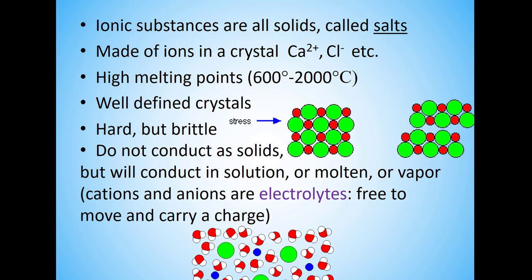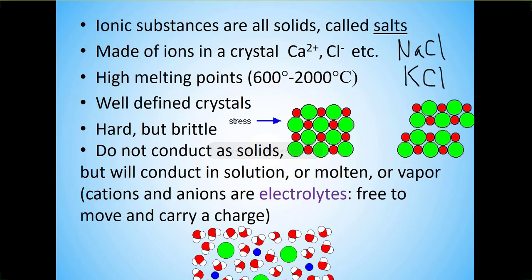So here's some new information. Ionic substances are all solids and they are called salts. And we are very familiar with table salt, NaCl. We call that a salt, but there are other salts. You can go to the grocery store and buy a salt substitute, and when you taste it, it does taste salty. Its formula is KCl. The reason why people consume that salt is because they're trying to cut down on the amount of sodium in their diet, and so KCl will not interfere with their sodium levels.